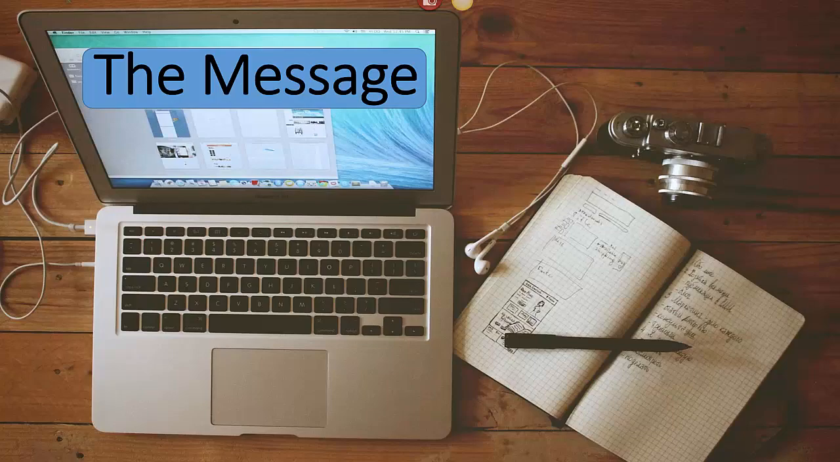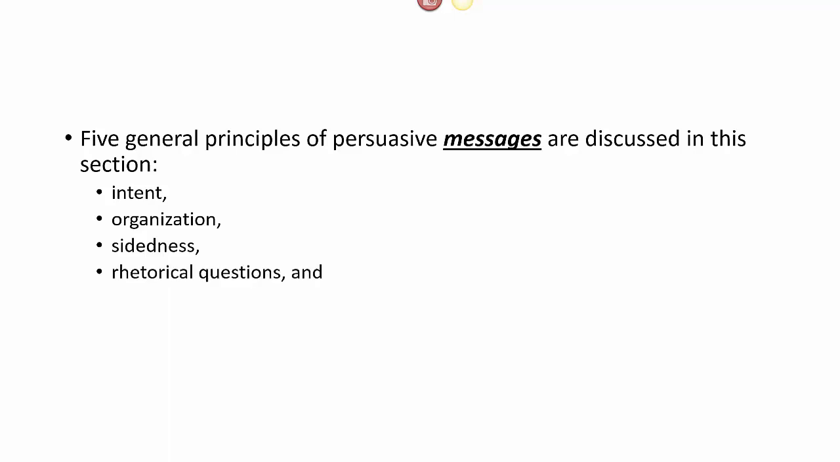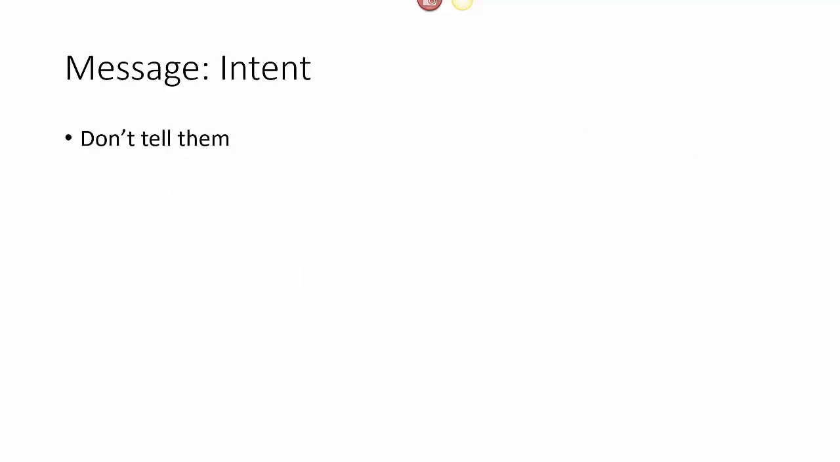What are you trying to communicate? There are 5 general principles of persuasive messages that we'll discuss in this section. The first is intent of your message. The second is the organization of your message. The third is something called citedness. We go on to rhetorical questions, and we close off with fear appeals. So what do we mean by intent?